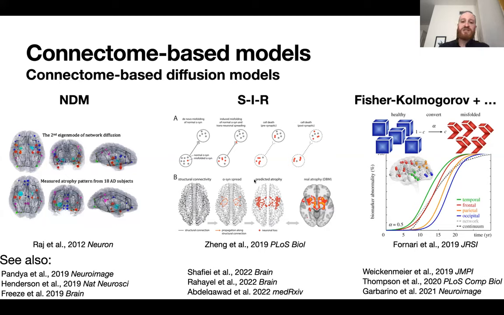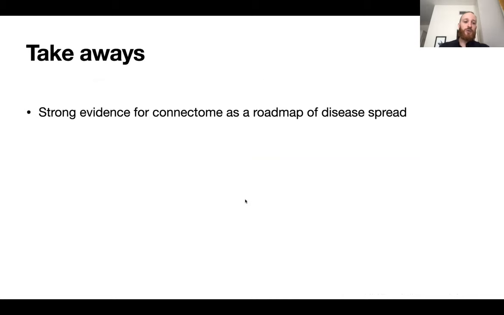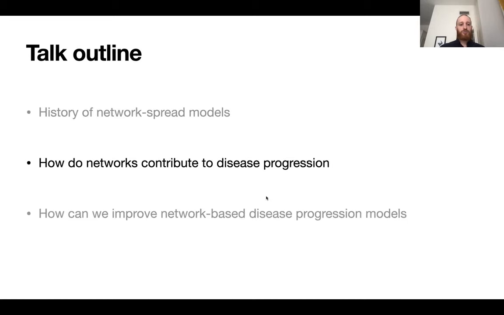But this is in many ways the state of the art of where we are now in modeling the relationship between networks and pathology. The real takeaway from all this is that there is strong evidence that the connectome is a good roadmap for disease spread, and something that we can base our simulation and disease progression models on top of. I wanted to talk a little bit more about how networks contribute to disease progression.